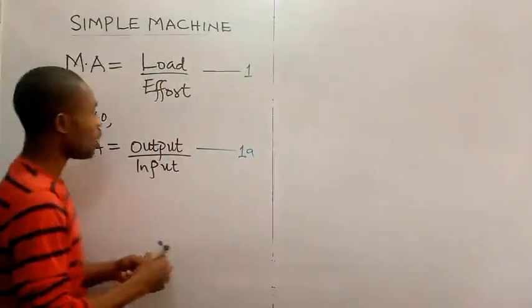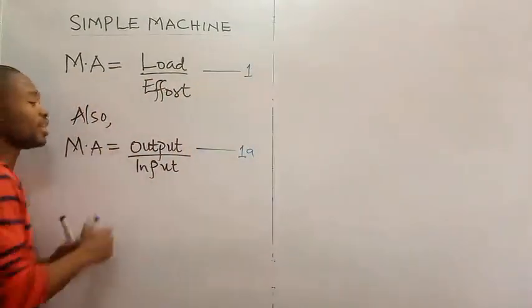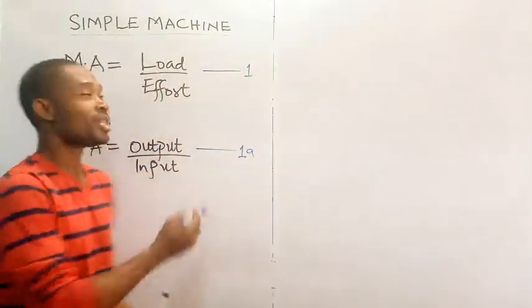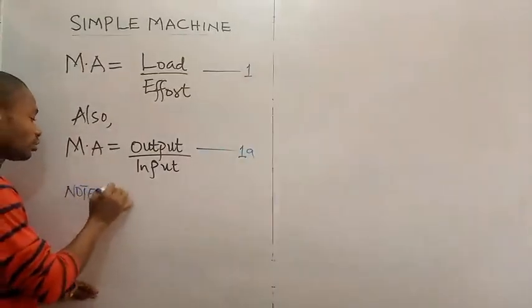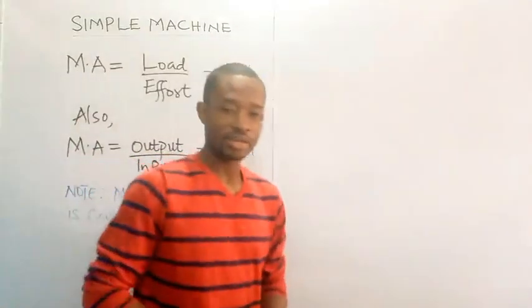Now, if they are forces, you want to take note, please, that mechanical advantage is also called force ratio. Since this guy is a force, this one is also what? A force. Mechanical advantage is called what? Force ratio. So you take note of that.